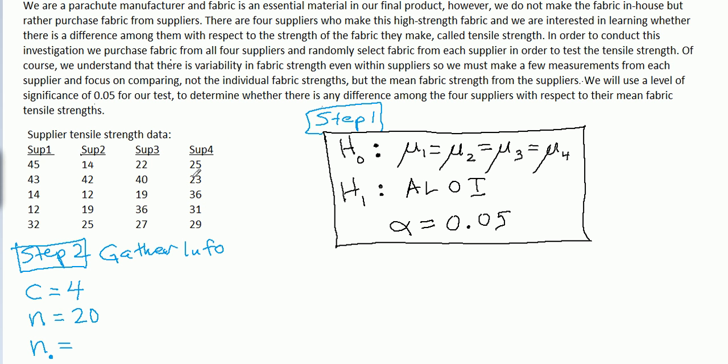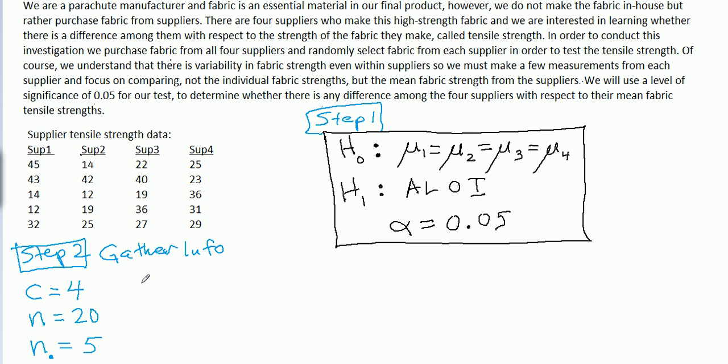Okay, so in this case 5, right? So just take any particular group. Once you notice it's balanced, you don't need to count them all, right? Because they're all going to be the same. So N dot is 5.